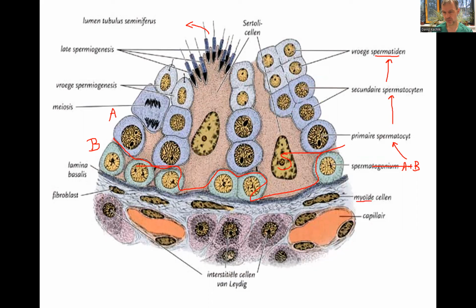Here we can see also the myofibroblast or the myoid cell or peritubular contractile testicular cell, and then the fibrous layer. It then contains the interstitial structures like capillaries, fibroblasts, mastocytes, and also these very important interstitial cells of Leydig, which produce testosterone.